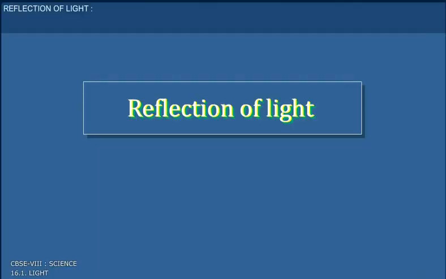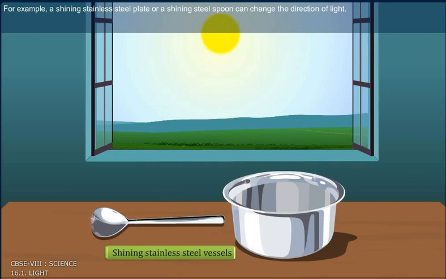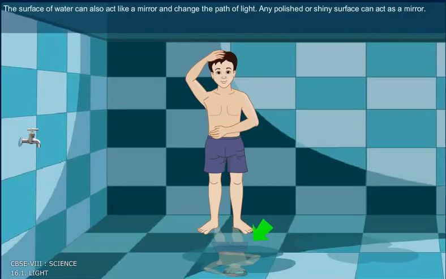Reflection of light. One way to change the direction of light is to let it fall on a shiny surface. For example, a shiny stainless steel plate or a shining steel spoon can change the direction of light. The surface of water can also act like a mirror and change the path of light. Any polished or shiny surface can act as a mirror.